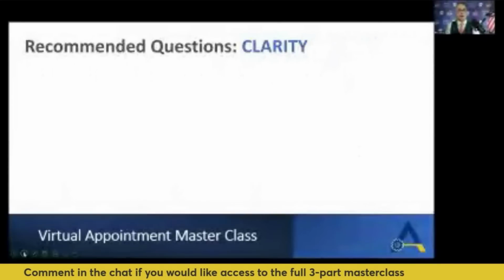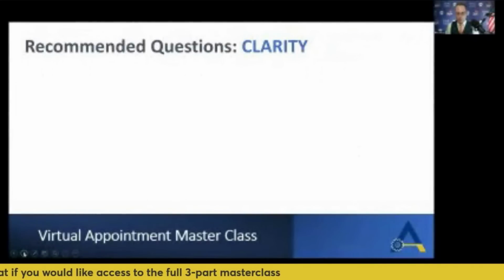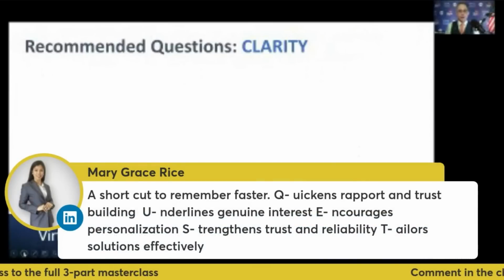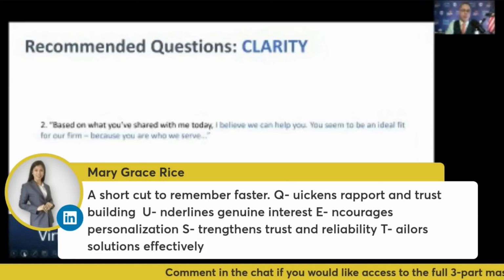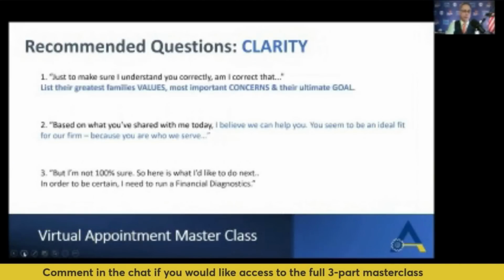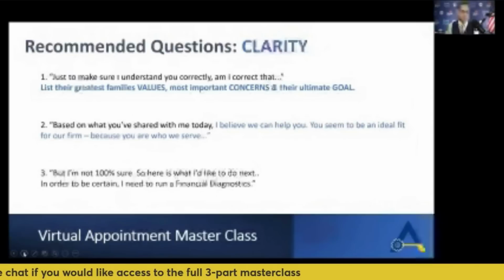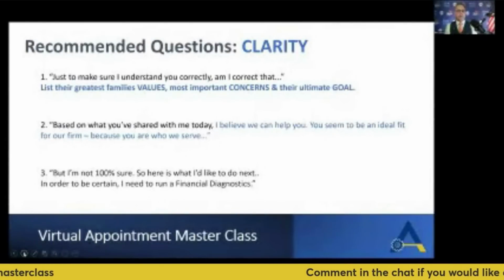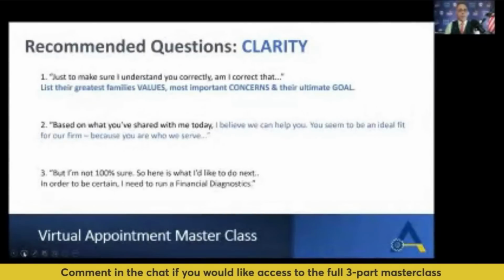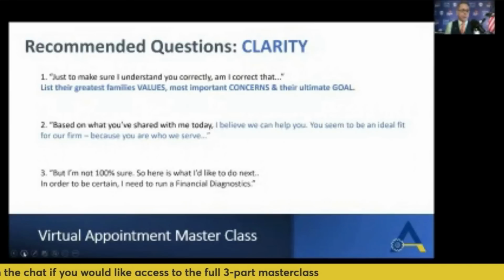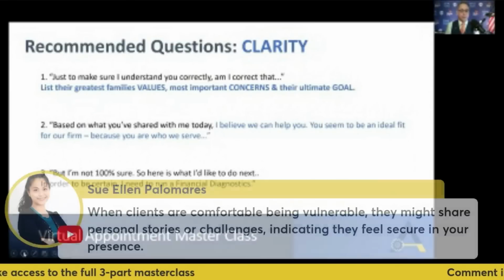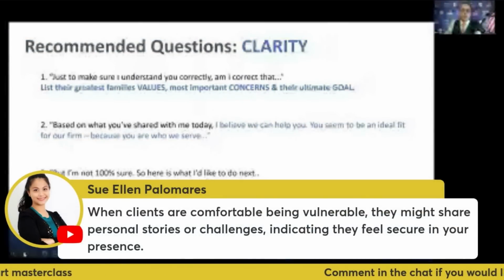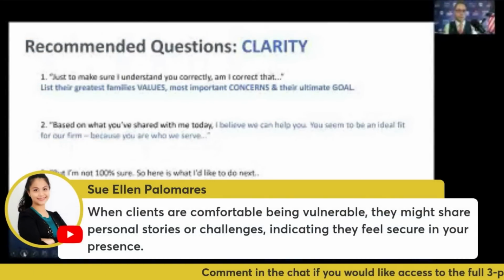All right, now we should be at a point of clarity, but we need to confirm that clarity, because oftentimes we think we're right and sometimes we're wrong, and that will lower our conversion rate. So when we look at clarity, it looks like we've got these in the wrong order, but we're going to put them all up. Number one, ask for permission that you've got it right. So, for clarification, just to make sure I understand you correctly, am I correct that you say that you, and then list what you think are their greatest family values, their most important concerns, and their ultimate goal with the process of meeting with you?